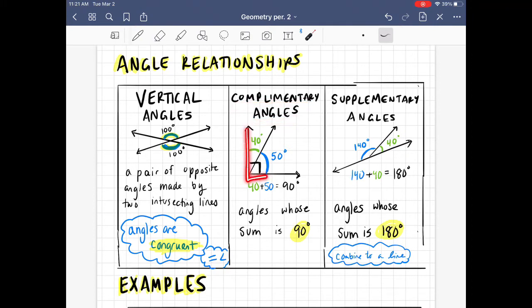Complementary angles, usually you see them with a 90-degree angle like this. It means that they are angles that add up to 90 degrees. So 40 plus 50 equals 90. They add up to 90.